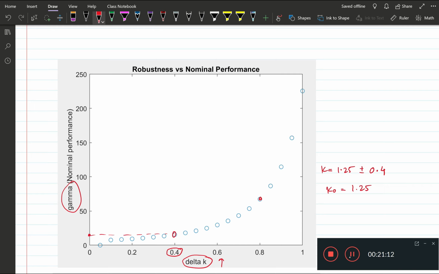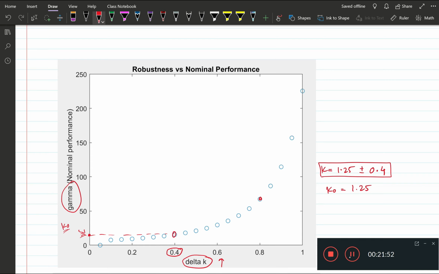So what we get here is that the controller that we get out of this design is able to have this as the nominal performance for k0, but is also able to stabilize all systems with k equal to 1.25 plus minus 0.4. Note that this is not robust performance. This is not saying that for all systems with k 1.25 plus minus 0.4 we have this performance, but only for the nominal system. What it is only saying is that it's stabilizing all systems.